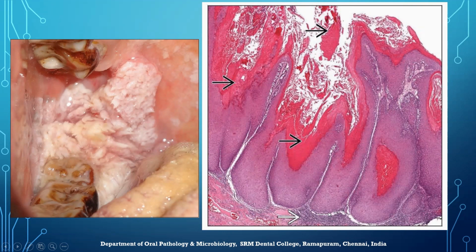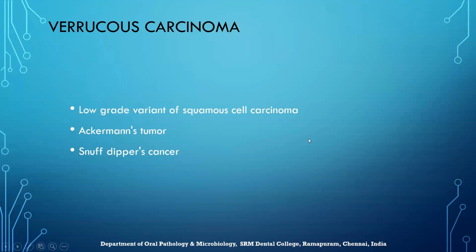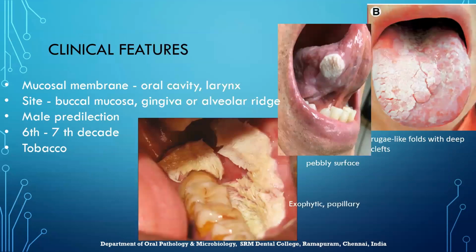So this is a different form of squamous cell carcinoma. It's a variant of the conventional squamous cell carcinoma, and this is called verrucous carcinoma. It's a low-grade variant of squamous cell carcinoma, and it was described by Ackerman, so it's called Ackerman's tumor. And since it's common in people who use snuff, it's also called snuff dippers cancer. So it can occur in any mucosa like the oral cavity, larynx, or esophagus.